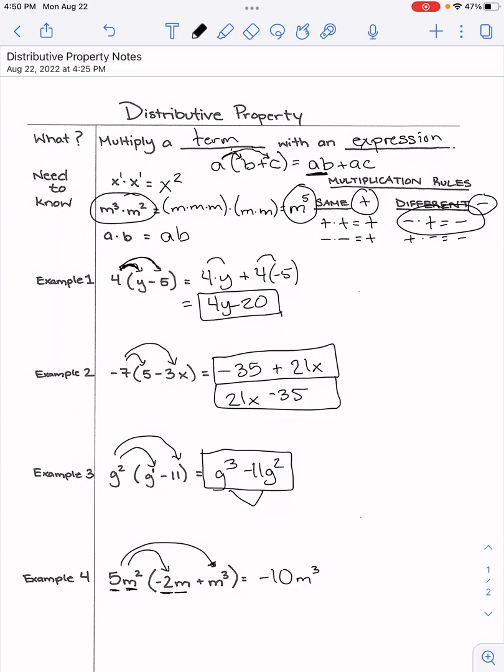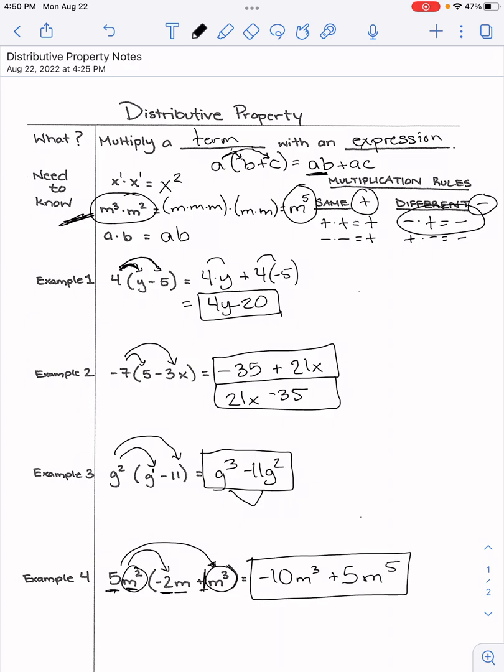I didn't talk about this in these notes, but I did talk about it in the previous notes, where you can treat the coefficient of this as 1. So really you could say, what is 5 times 1? Or a positive 5 times a positive 1 is a positive 5. And then what is m squared times m to the third power? We actually did that same thing right here. That is m to the fifth power.